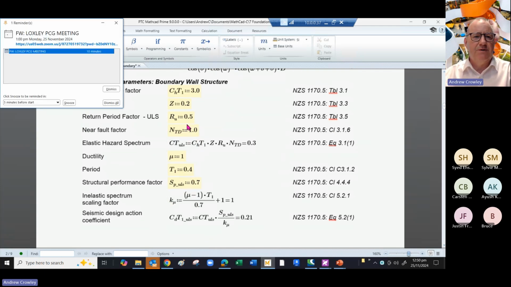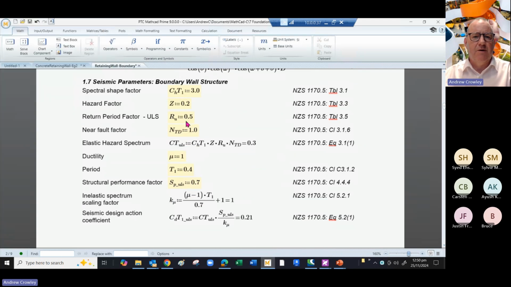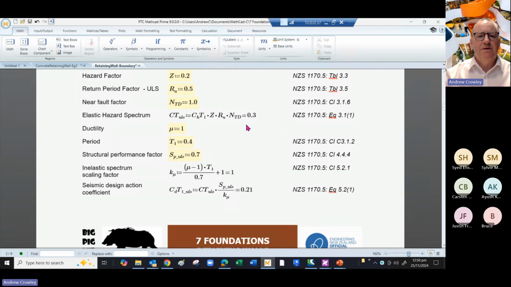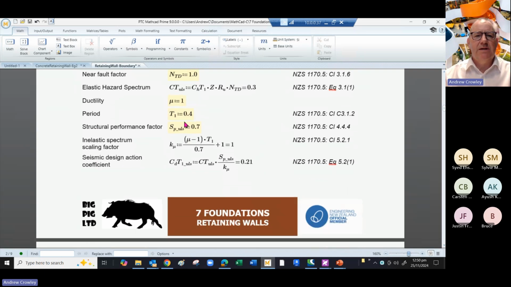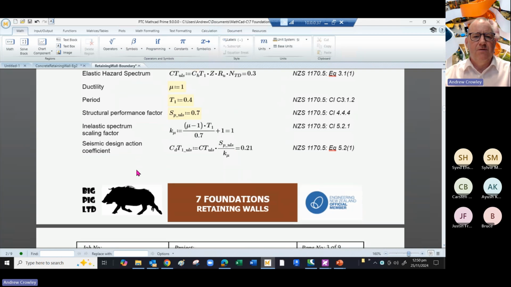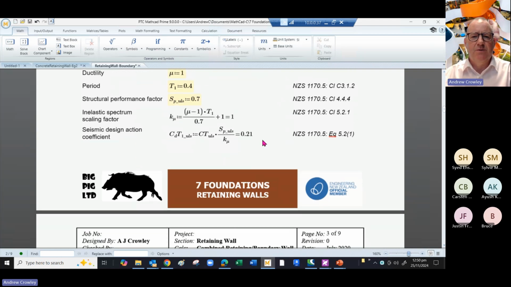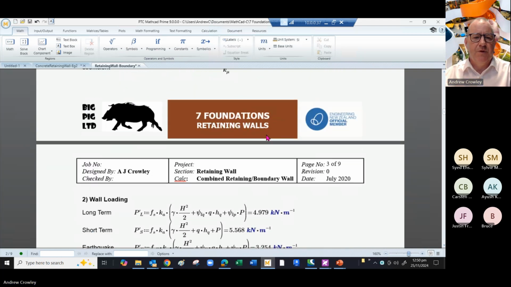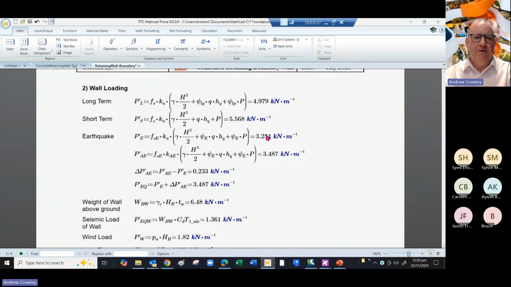So we're looking at a return period of 0.5. And near fault again as 1. So we're looking at ductility here as 1 and our period is 0.4. And therefore our seismic coefficient is a mere 0.21. So our wall loading, we work out long-term, short-term and earthquake loading.